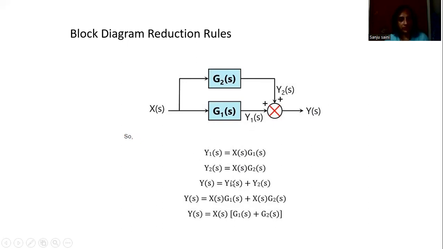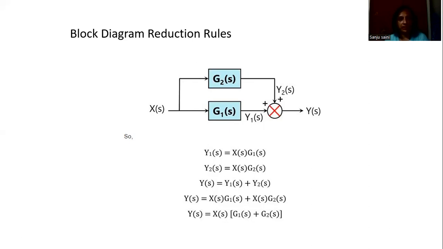From here, we substitute the value of Y1, and from here, we substitute the value of Y2. So Y(s) comes out to be X(s) into G1(s) plus G2(s). It means that when two blocks are connected in parallel, their overall transfer function is the sum or addition of the individual transfer functions. So that is the second rule. The first rule is that when the blocks are connected in series, their transfer functions are multiplied together to get the overall transfer function.